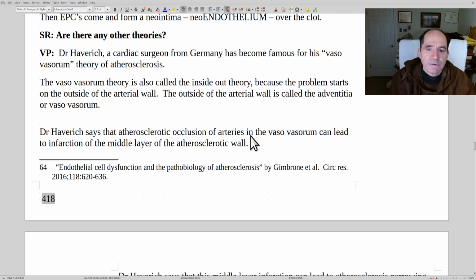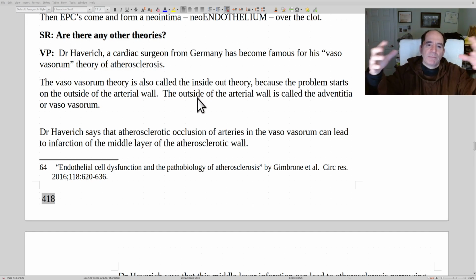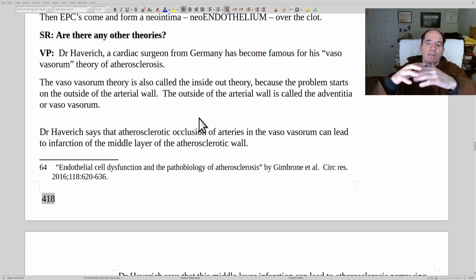Skeptical reader says, are there any other theories of atherosclerosis? And then the vegan prophet says, yeah, I'd like to mention Dr. Haverich. He's a cardiac surgeon from Germany who became famous for his vasa vasorum theory of atherosclerosis. This is also called the inside-out theory because the problem starts on the outside of the arterial wall, in what's called the vasa vasorum on the outer surface of the arterial wall. And he thinks that that can thrombose and lead to an infarction of the middle of the arterial wall.